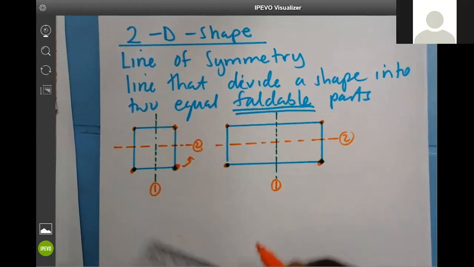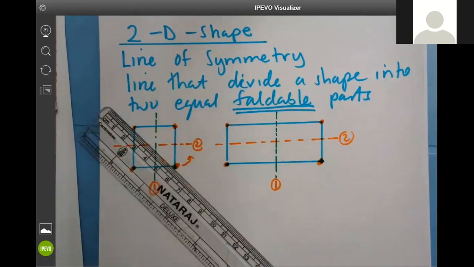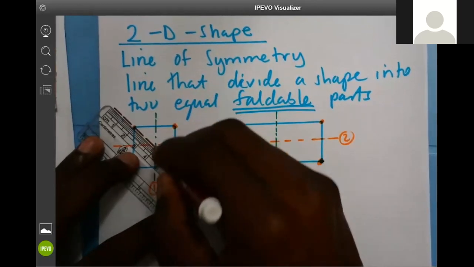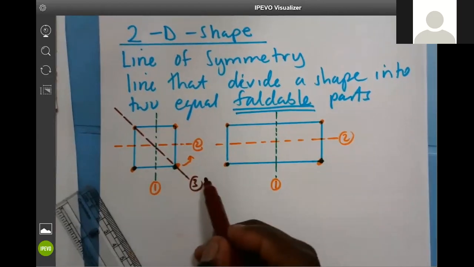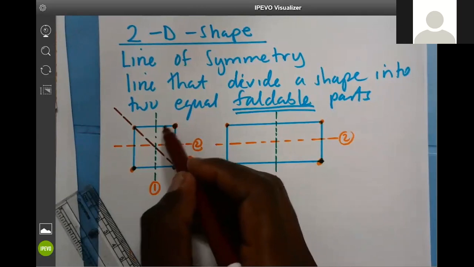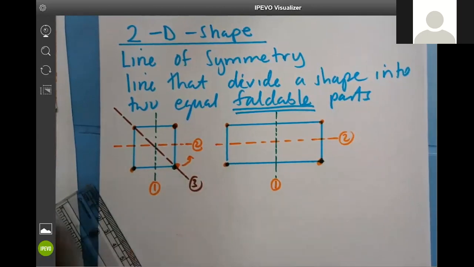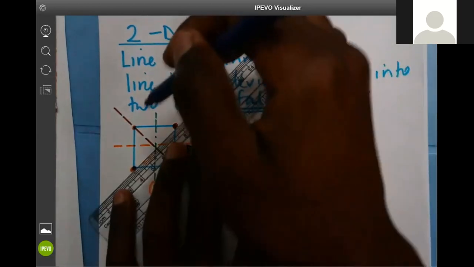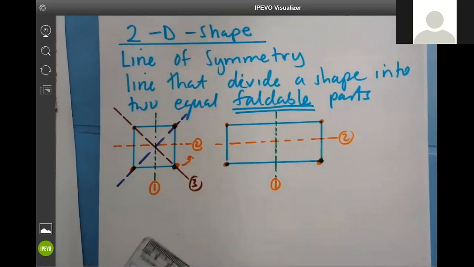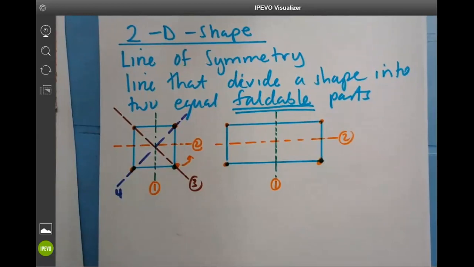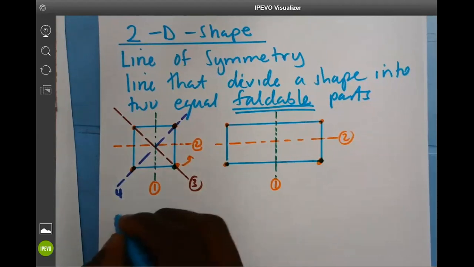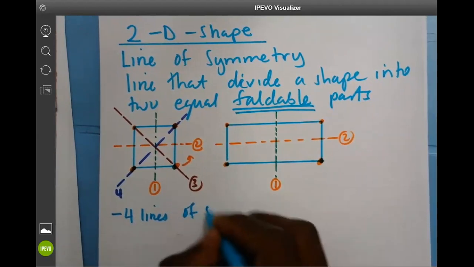But when we have a square, we can still go ahead and fold through this corner here. Number three, when we fold through this corner, this will come and join this side, and hence it will be a proper folding. Right? Also, we can fold it through this corner here. So that would be our fourth line. So hence we conclude that a square can be folded in four different ways. And by saying so, we will always say a square has four lines of symmetry.